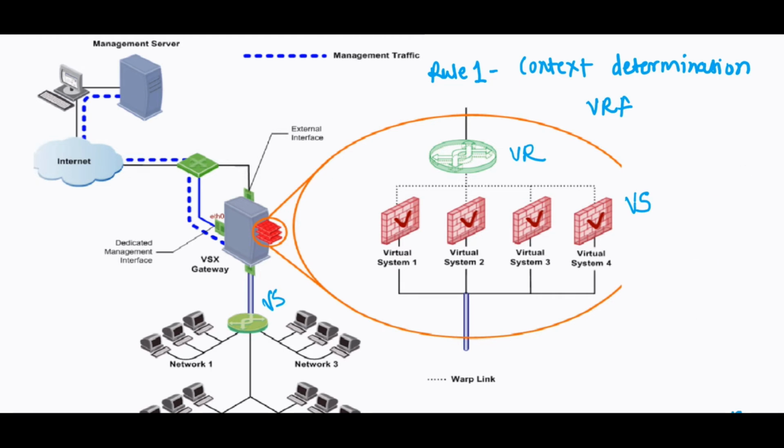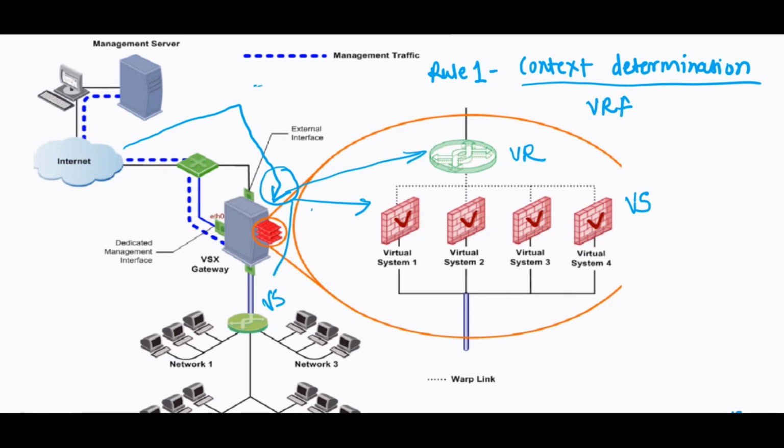So when the traffic arrives at the VSX gateway, say this is your internet, from here when the traffic arrives at your VSX gateway, a process known as context determination comes into the picture, and it helps to direct this traffic to the appropriate virtual system, virtual router, or virtual switch, accordingly to the way you have done this setup.